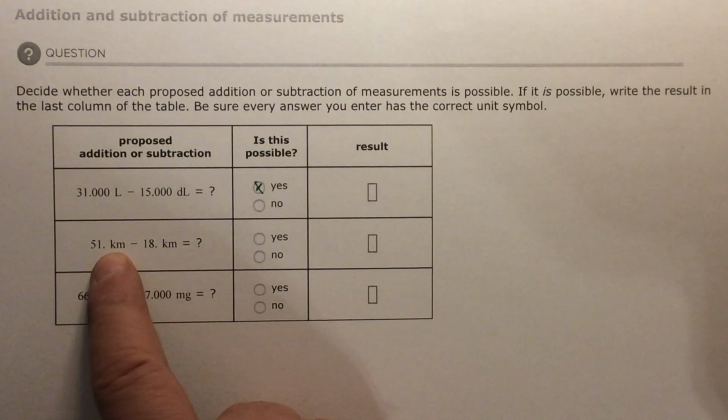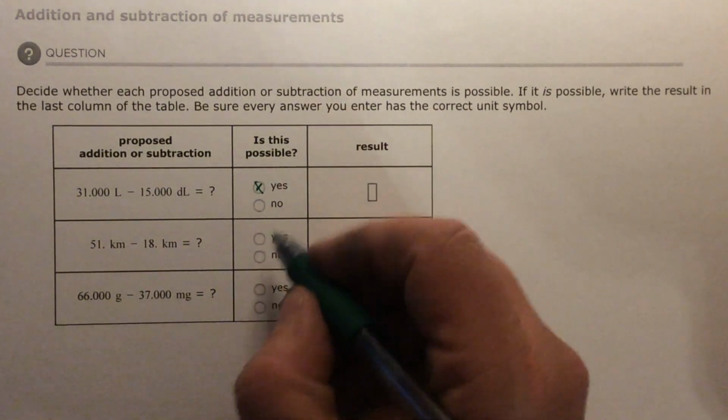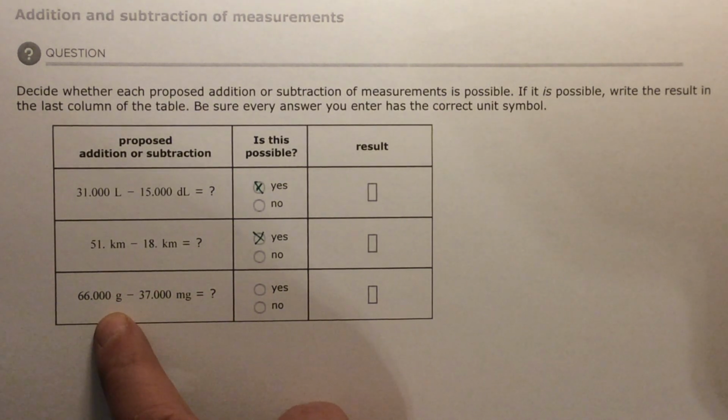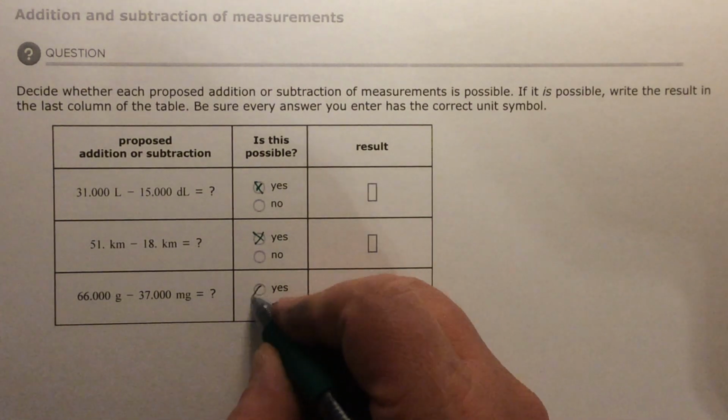How about this one? This is kilometers and kilometers. That's easy because that's already the same unit. All I have to do is do the numbers. What about this one? Grams and milligrams. Yeah, I can change the milligrams into grams or grams into milligrams. I'm going to keep it as grams. So all three of these are possible.